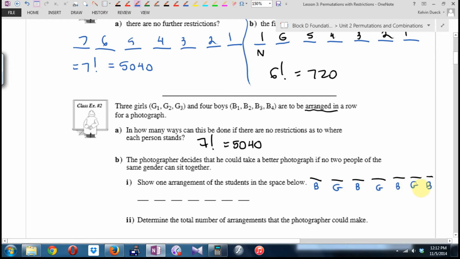I'm ignoring part I where it says show one arrangement. I'm going to try and solve it in one fell swoop. Let's just look at the boys. How many choices do we have for the first boy? 4. Okay, we picked one. How many choices for the second boy? 3. How many choices for the third boy? How many choices for the fourth boy? 1. How many choices do we have for the first girl? 3. Then? 2. Then? 1.